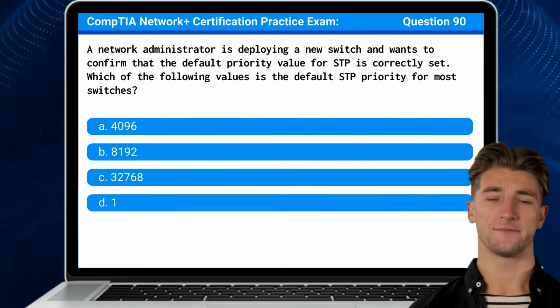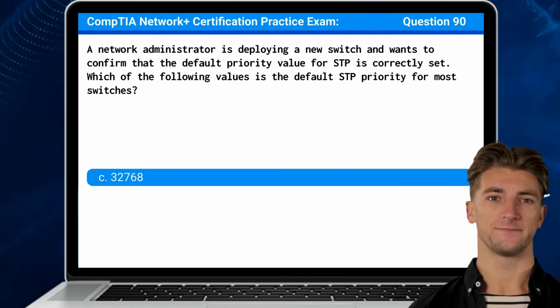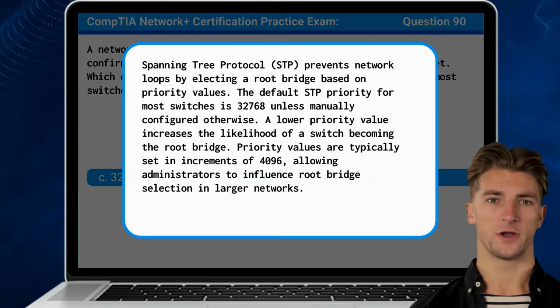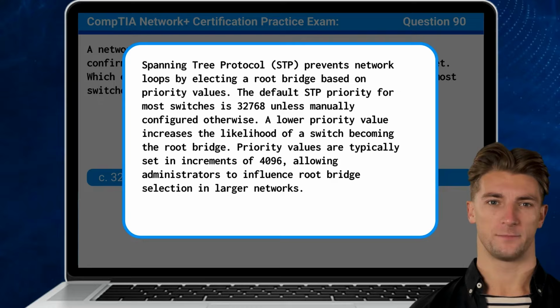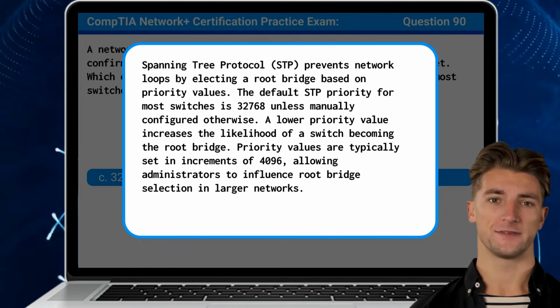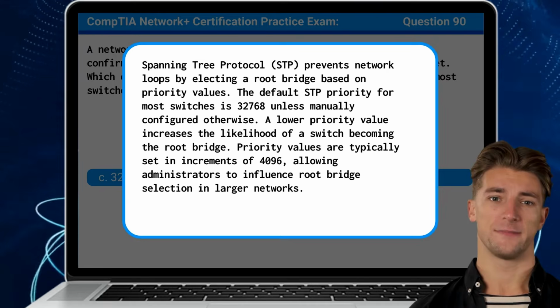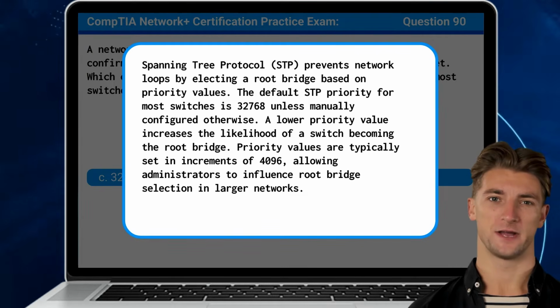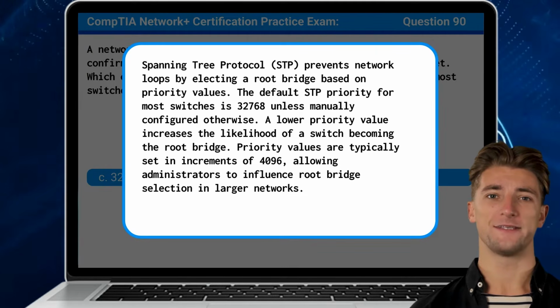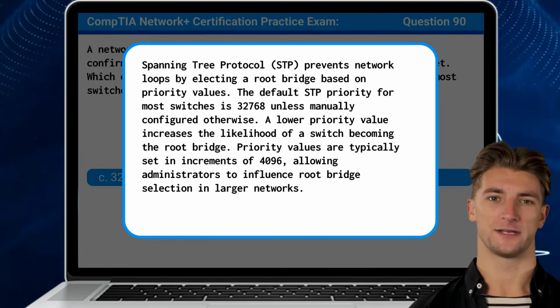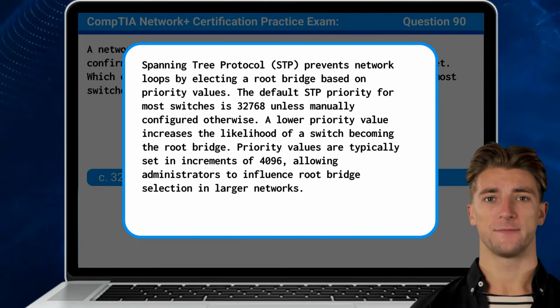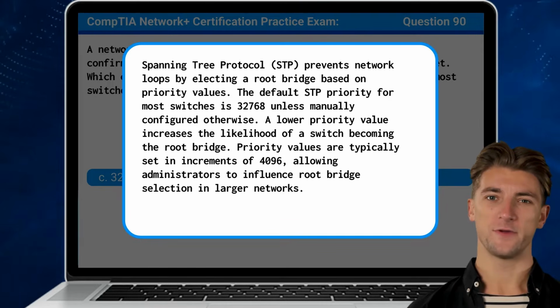The answer is C. 32768. Spanning Tree Protocol, or STP for short, prevents network loops by electing a root bridge based on priority values. The default STP priority for most switches is 32768 unless manually configured otherwise. A lower priority value increases the likelihood of a switch becoming the root bridge. Priority values are typically set in increments of 4096, allowing administrators to influence root bridge selection in larger networks.